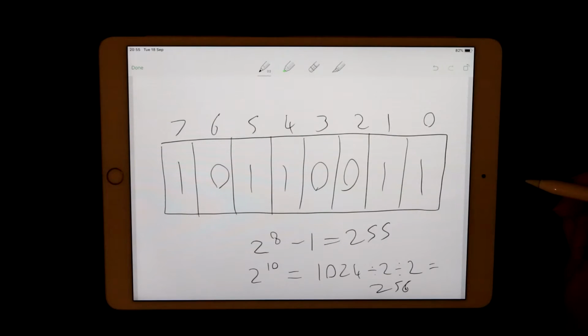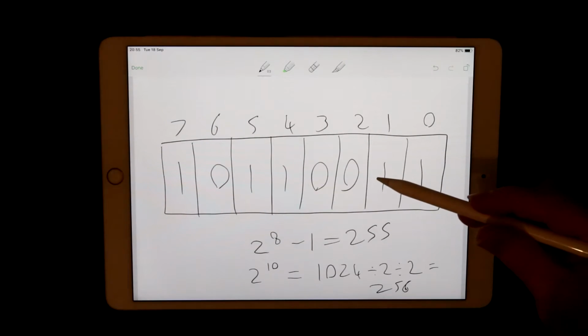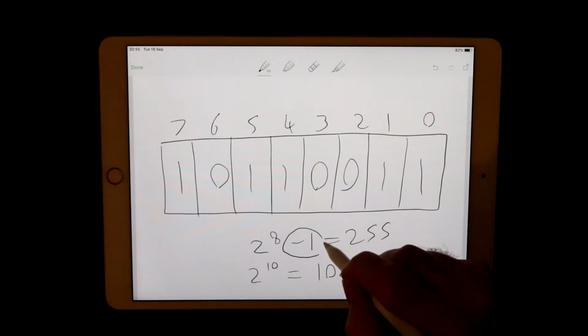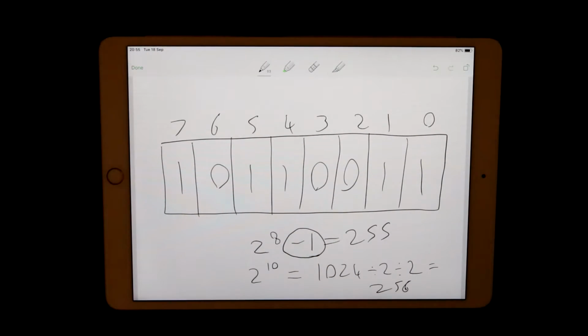This is the maximum value you can represent in 8 bits. You may be thinking, why do we subtract 1? And the reason for that is that 0 is a value.